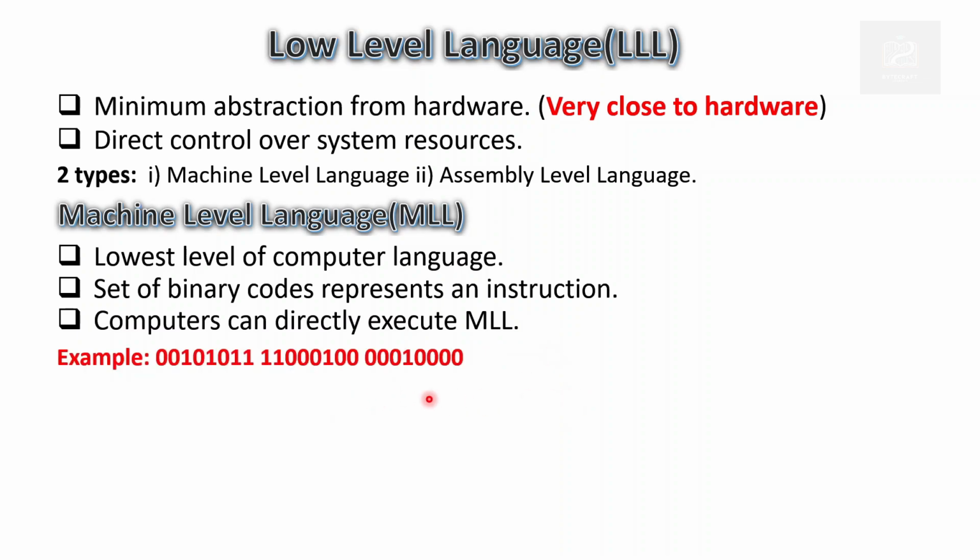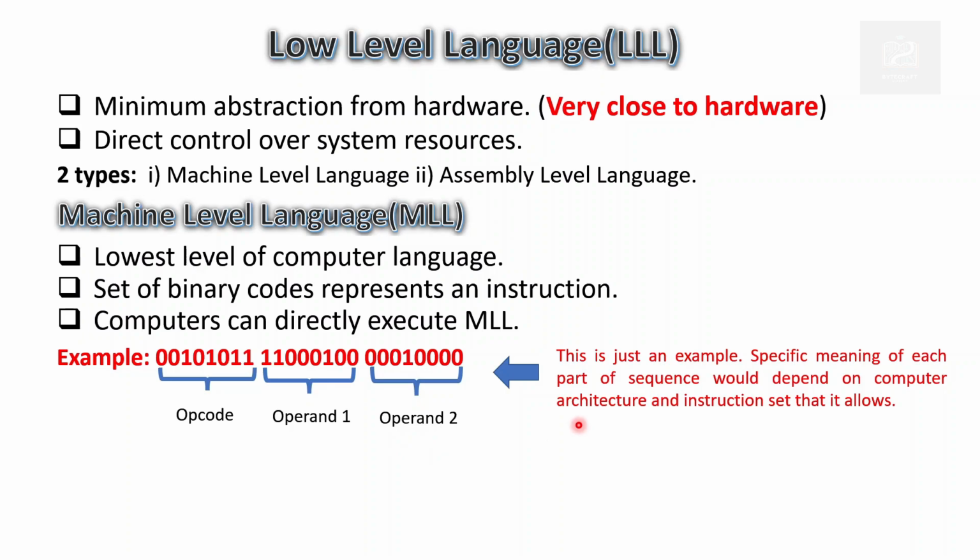Now let's understand this example. As you can see, a stream of bits; now this information may not seem meaningful to us, but it may be meaningful for the computer system. How? Suppose the first segment of information represents a code, the second segment represents operand 1, and the third segment represents operand 2. Now this is just an example. For a real scenario, the specific meaning of each part can be different because it completely depends on that particular target system's instruction set and the computer architecture or the processor architecture.